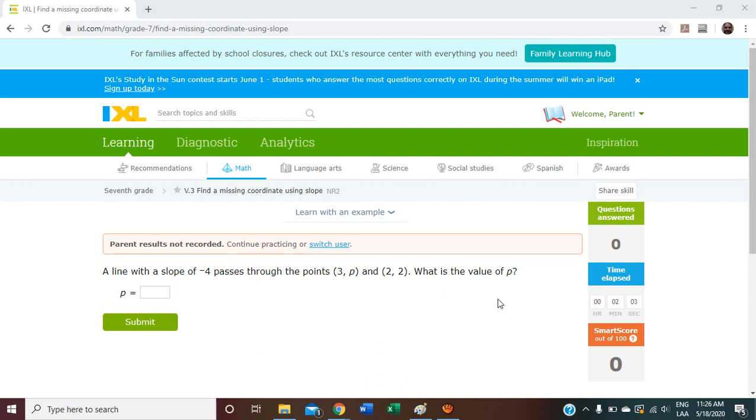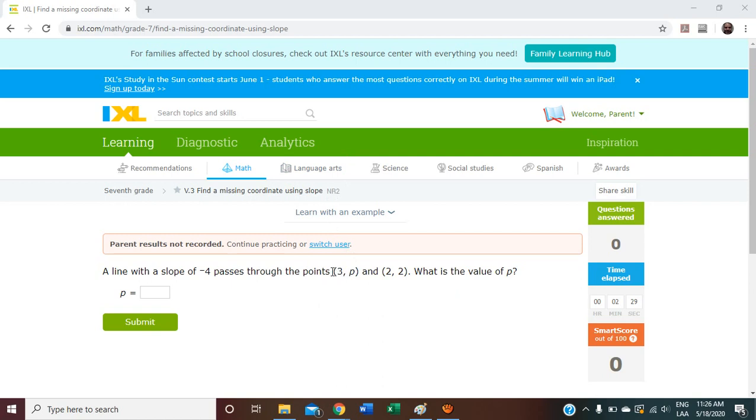Again, Mr. Zamora, and I am here to explain 7v6. Find a missing coordinate using slope. Alright, remember in previous videos that we didn't have the slope. We have the coordinates, or we have a graph, and we could take our coordinates from the graph.